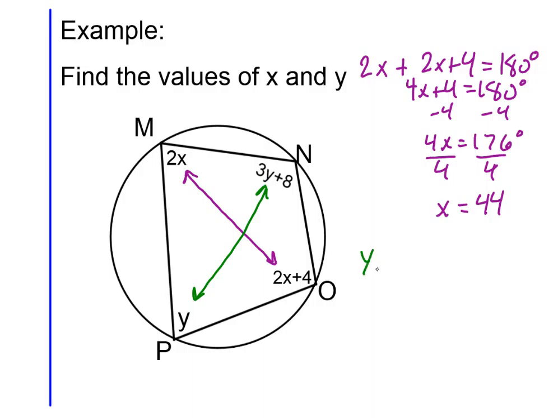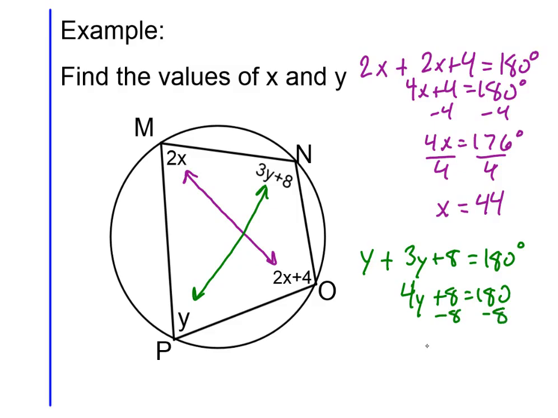So I will write down both of the angle information, y and 3y plus 8. I have to add them together, and I have to set them equal to 180 degrees because of our fact. Y and 3y makes 4y, minus 8 on both sides. 4y equals 172. Divide by 4 on both sides, and my y equals 43.